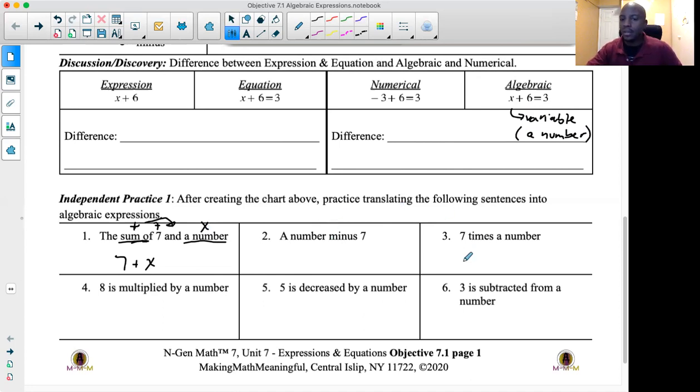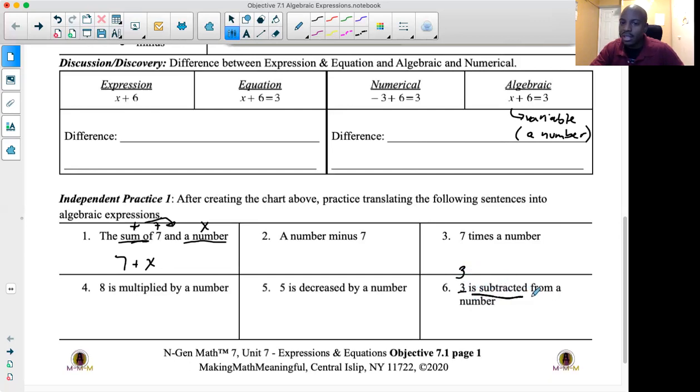Let me go to 6. I was seeing 7 here, that's why I kept doing that. But 6 here says, 3 is subtracted from a number. I've read it one time through, which is another technique I like to use. Read it one time through, and then go through it. So I see the number 3 here, so I'm going to put 3 right above that.